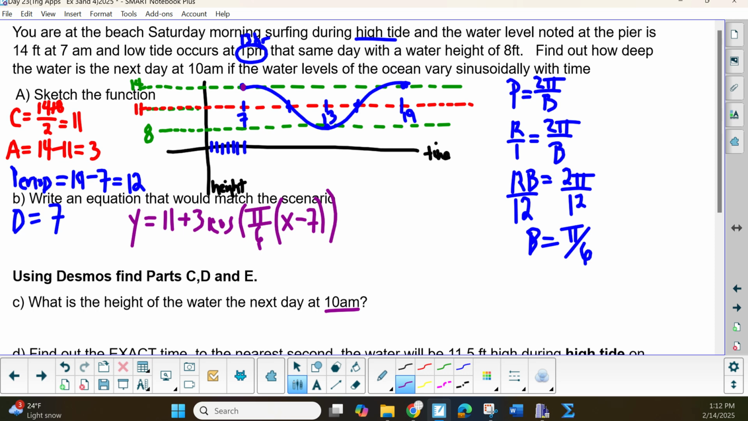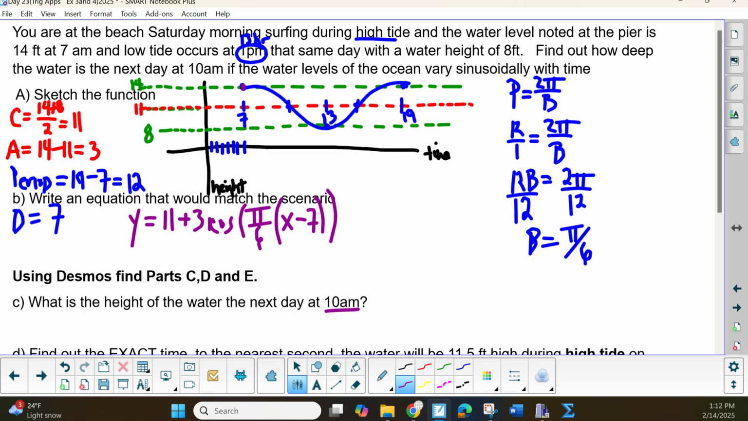So 10 a.m. is, just a second, I'm looking at something on your guys' sheet because I just noticed you have 11 p.m. on yours, right here. So change this right now to the next day at 10 a.m.